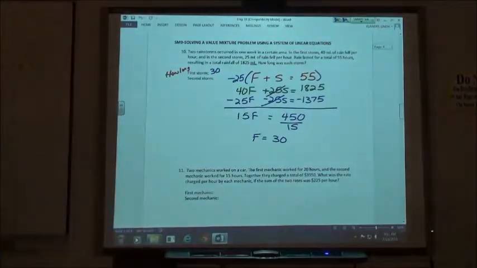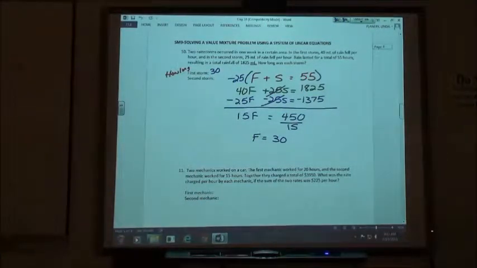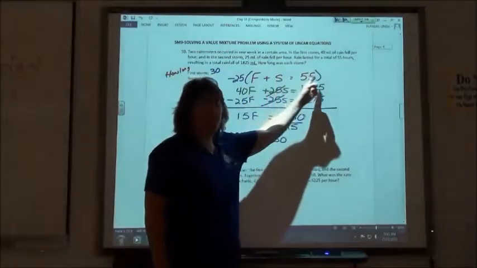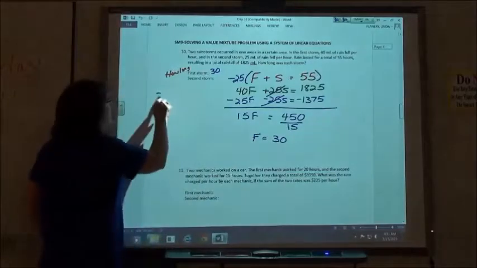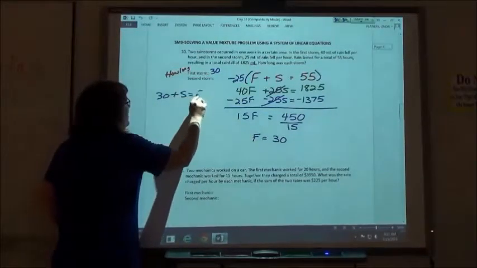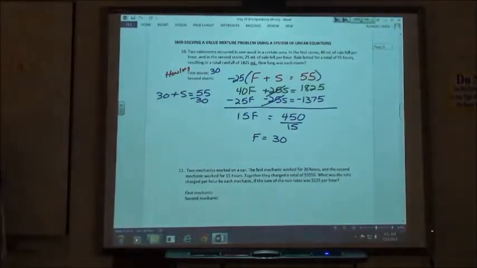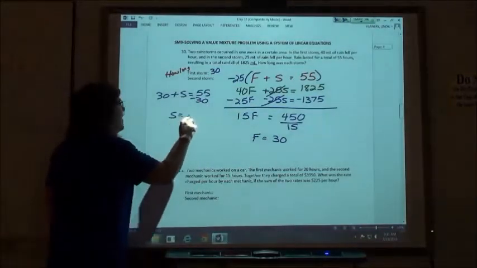That was a long storm. We have to find the length of the second one. We know that the first plus the second was 55. So if we go ahead and just subtract, the length of the second storm is 25.